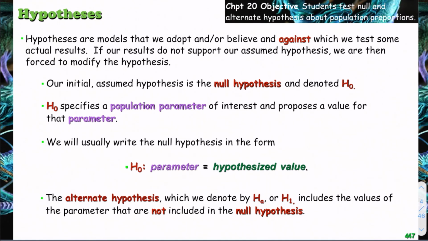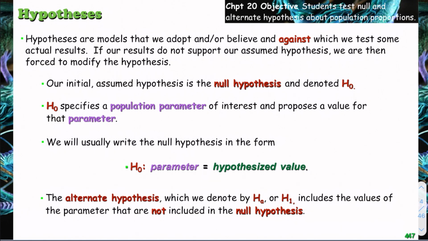Okay, so then what is a hypothesis? Now you know you have some basic understanding of what a hypothesis is because that's what we've done in science classes, biology. Write out your hypothesis, write out your thesis statement. So hypotheses are models that we adopt or believe and against which we test some actual results. If our results do not support our assumed hypothesis, we are then forced to modify the hypothesis.